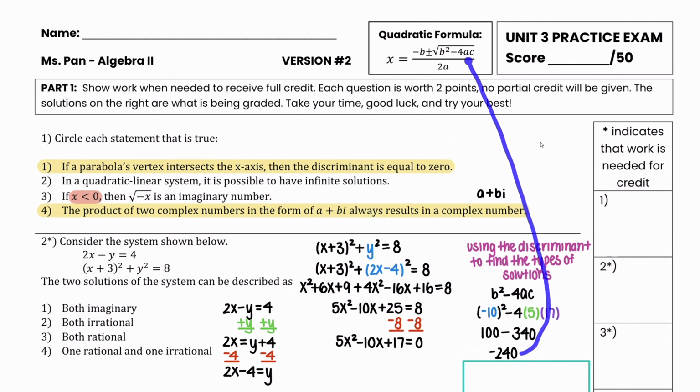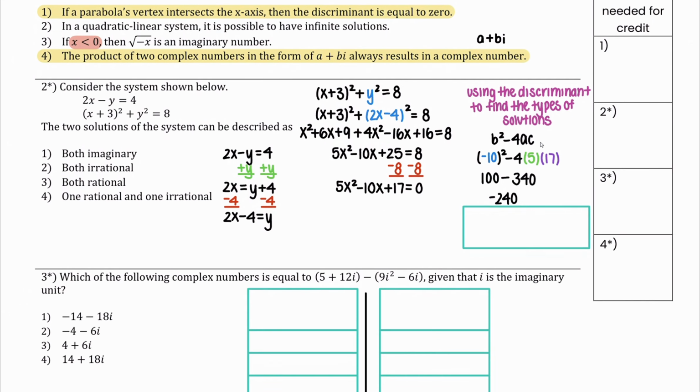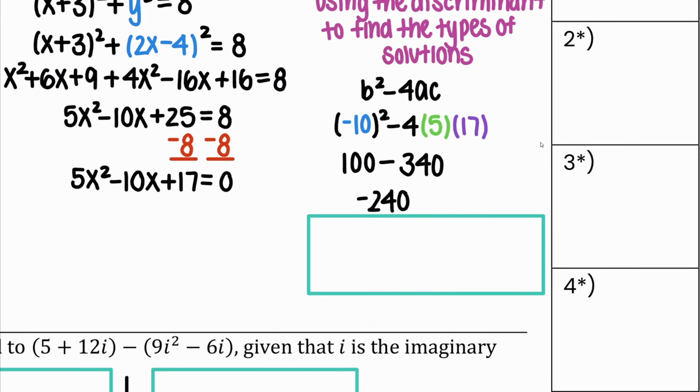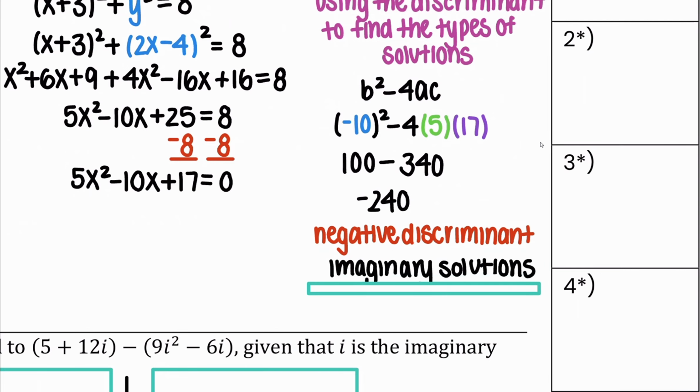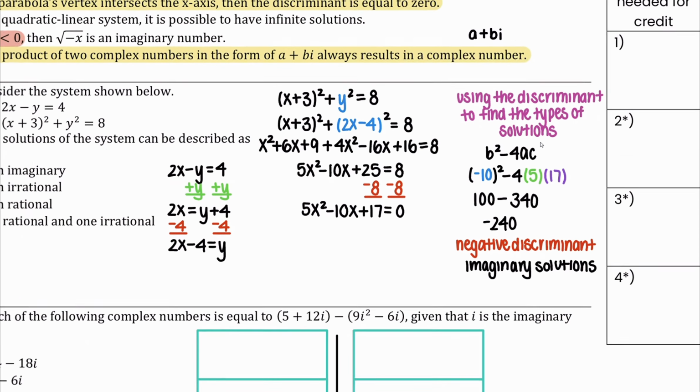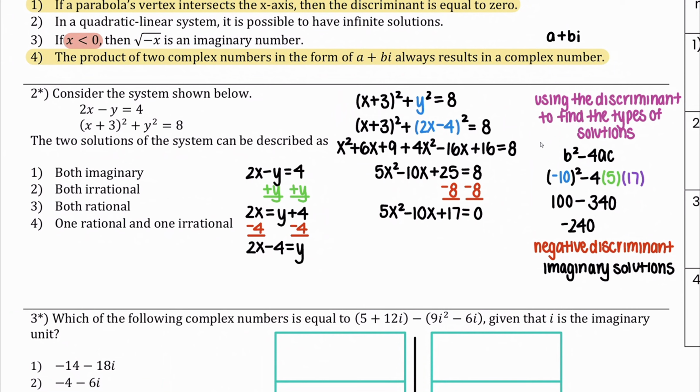So if we imagine there to be a negative radicand, we know for sure that's going to give us an imaginary solution, or in other words, not real. So the negative discriminant tells us there are imaginary solutions. If we look at our answer choices, the answer choice in this case is number 1.